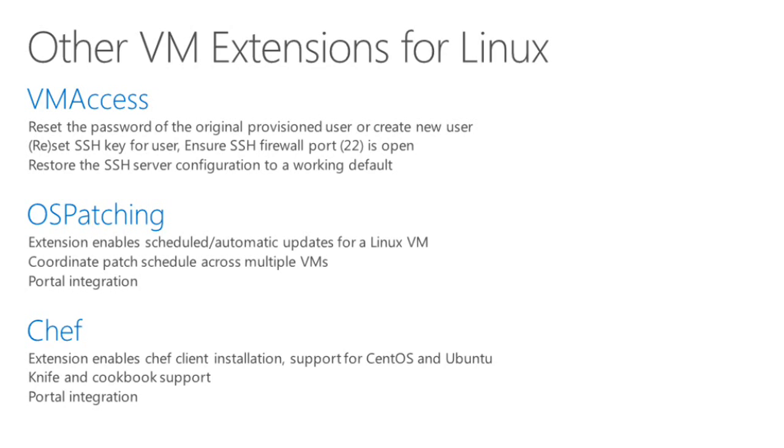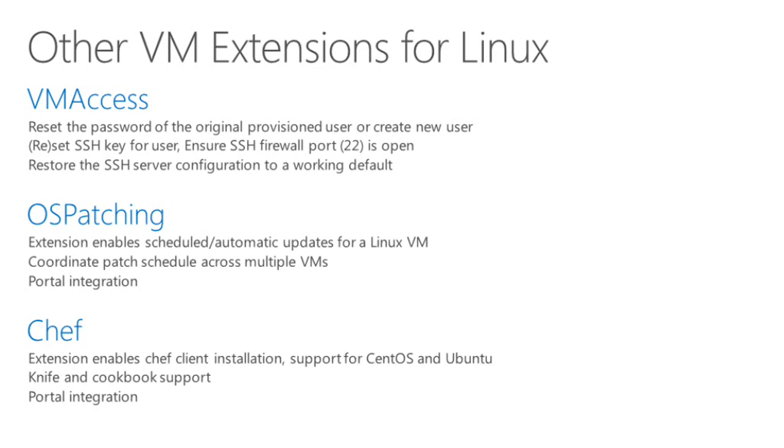OS patching. If you're interested in creating application software and not worrying about patching your Linux virtual machine, we have an extension that allows you to automatically, and on a scheduled basis, update the Linux virtual machine, right? Bring down the security patches on a specific day or a specific time of the day, and you can coordinate across multiple virtual machines. So you can have a large service running on Linux virtual machines on Azure and have an OS patching extension coordinate the update schedule for you, in a way that your application doesn't go down.